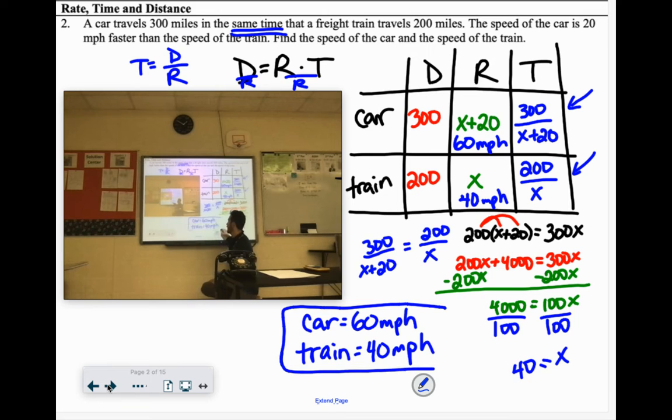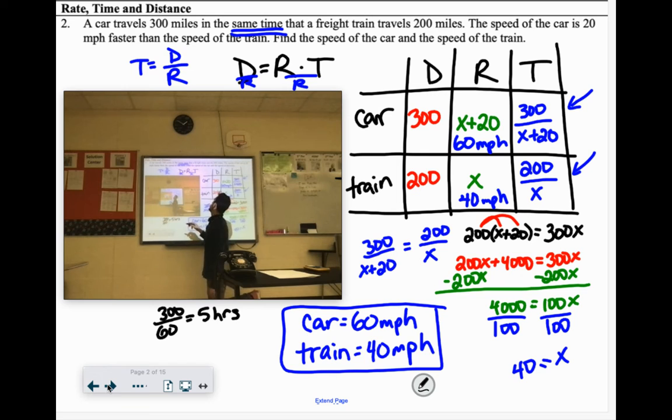Now, if you thought, how could you check that? Well, think the car's going 300 miles. And if the car's going 60 miles per hour, that would take the car 5 hours to do that, right? Because if you did 300 divided by 60, it comes out to 5 hours. And the train's going 40 miles per hour, and it's traveling 200 miles. So if you did 200 miles divided by the 40 miles per hour, that would also come out to 5 hours. So they're both traveling 5 hours there.